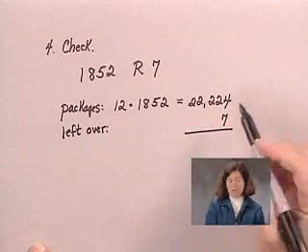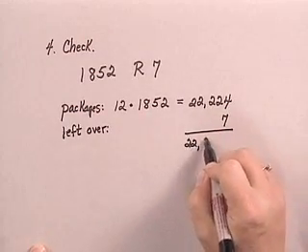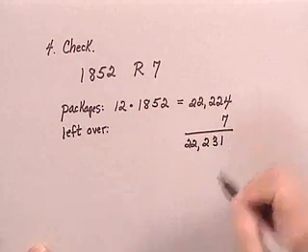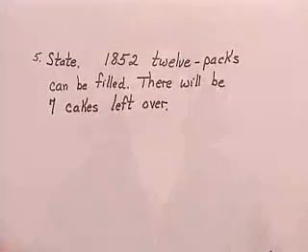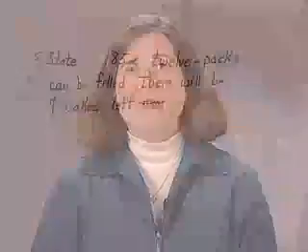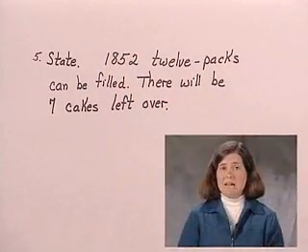So if we add how many were in the packages and how many were left over, we would get 22,231, which is the total we started with. So the answer does check. The fifth step, a very important step, is to state our answer. To state the answer, 1,852 12 packs can be filled, and there will be 7 cakes left over.